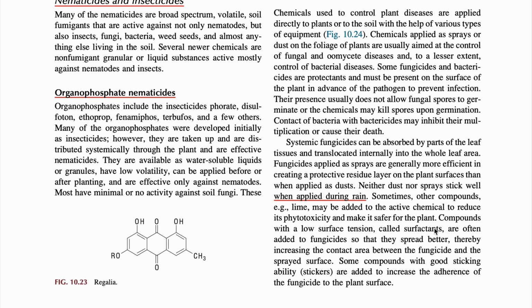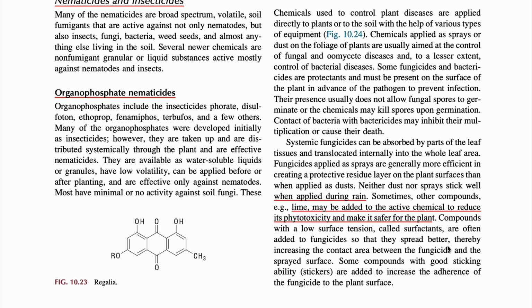Sometimes other compounds, for example lime, may be added to the active chemical to reduce its phytotoxicity and make it safer to the plants. Use of lime. Compounds with a low surface tension called surfactants are often added to fungicides so that they spread better. Now you know these are some of the methods.